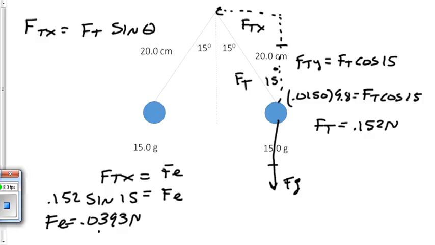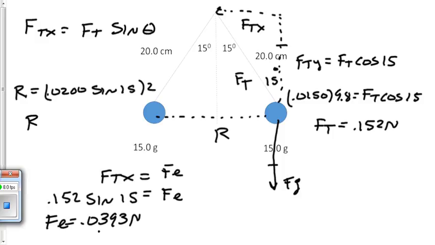Okay, now what about the distance, the radius between these two? Well, for clarity, we'll look at this side here. We know we have 20 centimeters here, and here's our 15 degree angle. Well, this part from here to there must then be 20 sine theta. But we have to go from here to the middle and all the way over to there for our radius. So the radius is going to equal 0.0200 sine of 15, and then we'll need to double that. The radius is equal to 0.0104 meters.